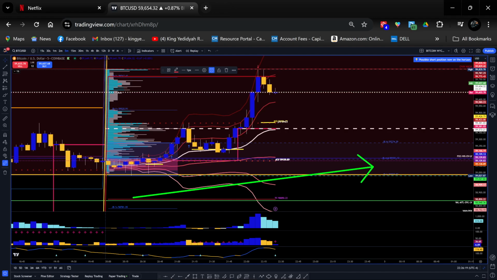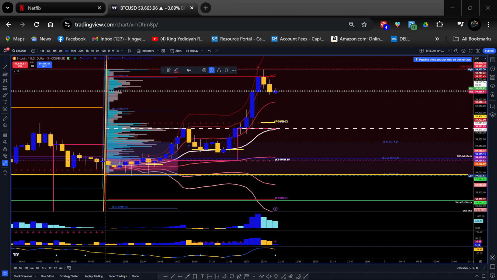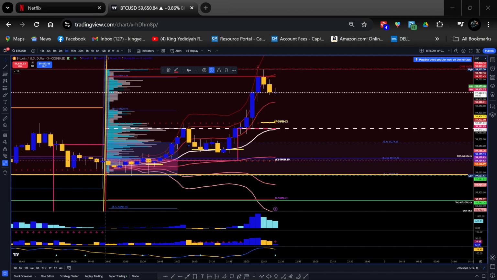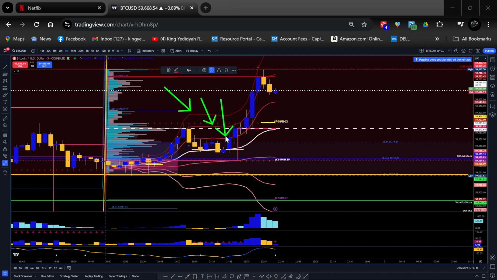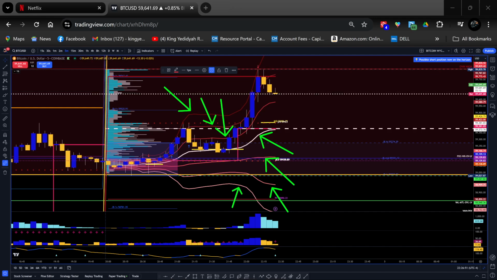All right, let me just break this down. I'm also going to go over to Bookmap and show you how that looks on Bookmap as well. So this here is the third upper deviation. This is the second upper deviation, and this is the first upper deviation. That's VWAP right there. That's the first lower deviation, second lower deviation, and the third lower deviation, right?